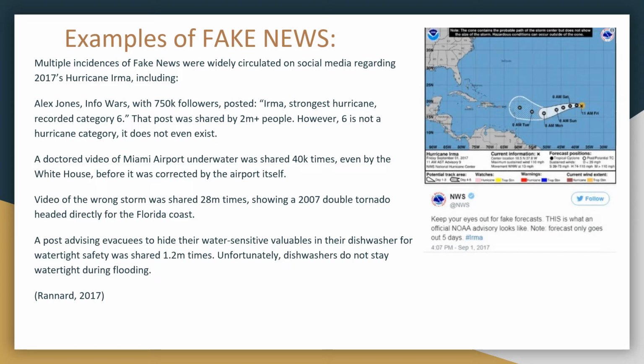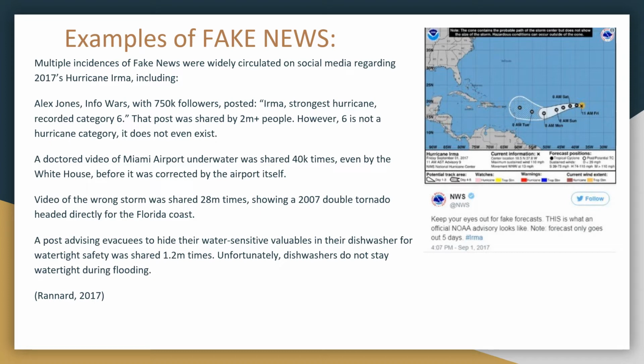One more recent example of fake news: multiple incidences were widely circulated on social media regarding 2017's Hurricane Irma, including Alex Jones of InfoWars, with his 750,000 followers, who posted "Irma, strongest hurricane recorded, Category 6." That post was shared by 2 million plus people. However, 6 is not a hurricane category. It does not even exist.